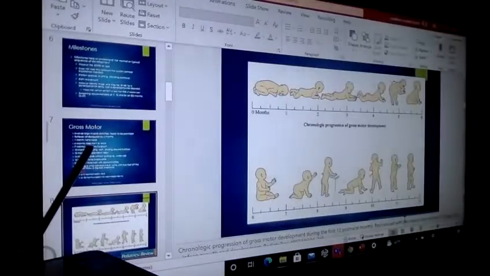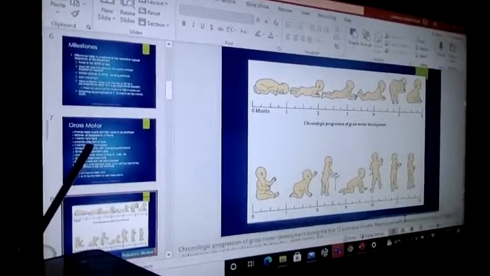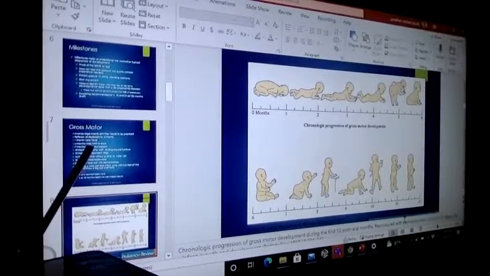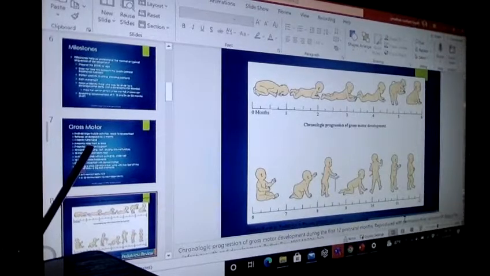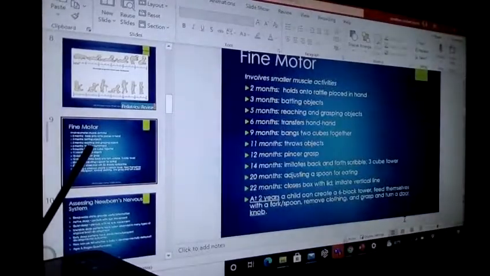This is what the chart looks like. So again, lifting your head at 2 and 3 months, being able to roll over at 4 and 5, sitting up at 6, 7, 8, and then being able to hold yourself up at 8 and 9, crawling, 10 holding yourself up, and walking by 11 or 12. That's normal development that we go through.